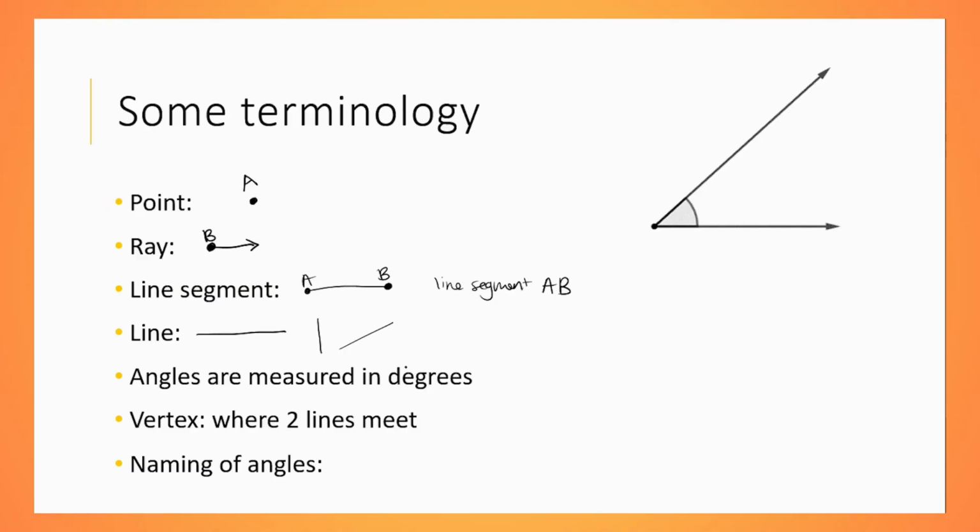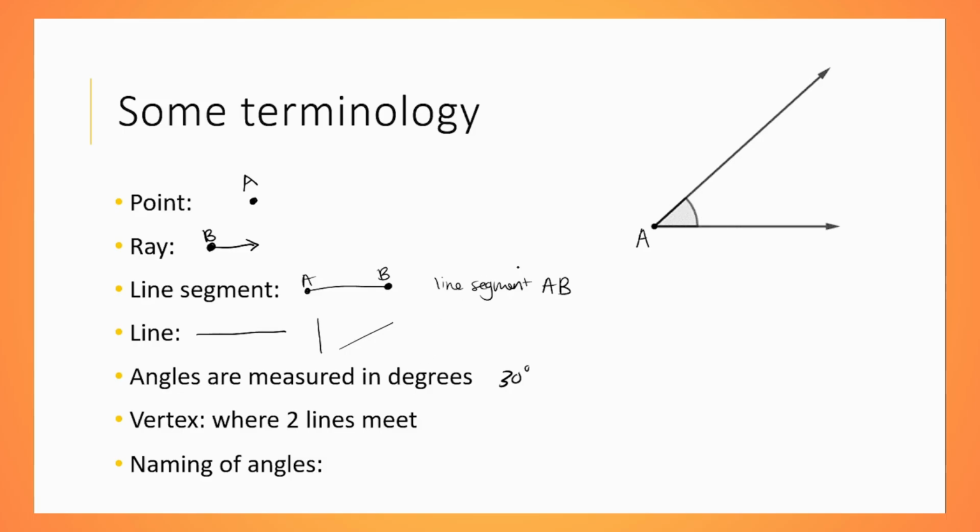Then angles are measured in degrees. This we should know. Not degrees Celsius or Fahrenheit or Kelvin, it's like 30 degrees. And then we said earlier about vertex. There is a difference between a vertex and a point, in the sense that a vertex is where at least two lines meet. So this over here is a point. Let's say this is point A, but it's also a vertex because two lines are meeting at that point. It could be more also. And again, vertex, because it's a type of point, capital letter, please.